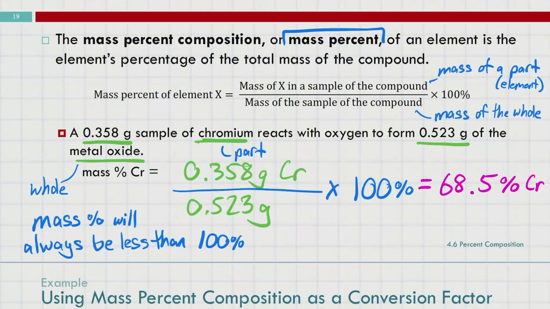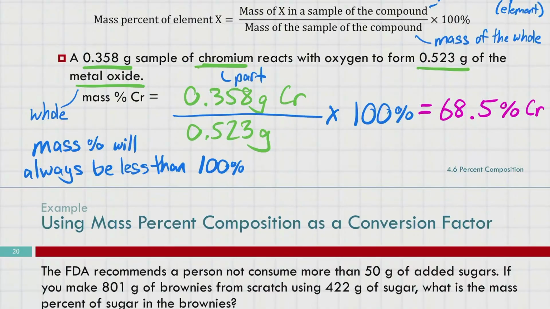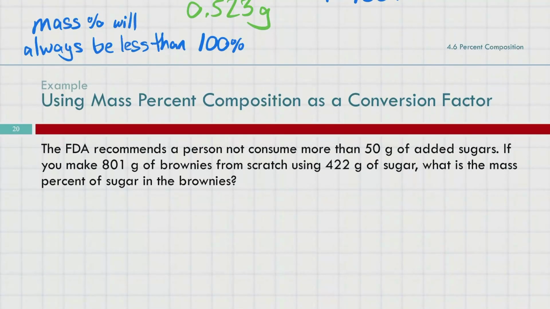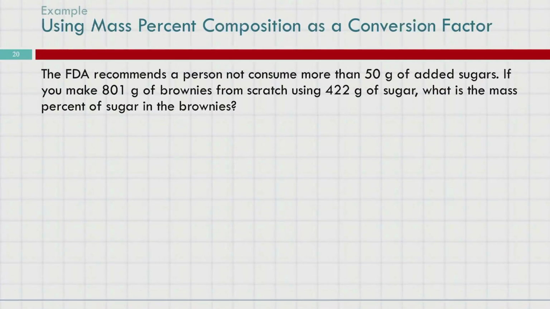We can use mass percent also as a conversion factor, which we'll get to. Let's say, for example, the FDA recommends a person not consume more than 50 grams of added sugars per day. If you make 801 grams of brownies from scratch using 422 grams of sugar, what is the mass percent of sugar in the brownies?